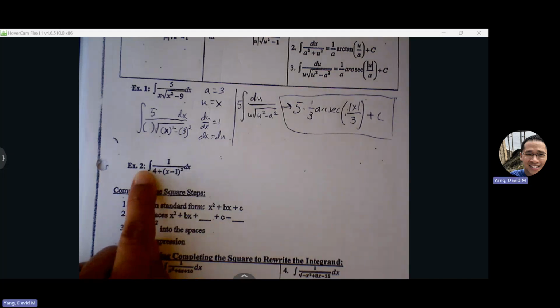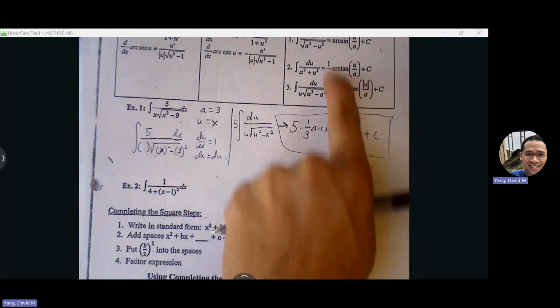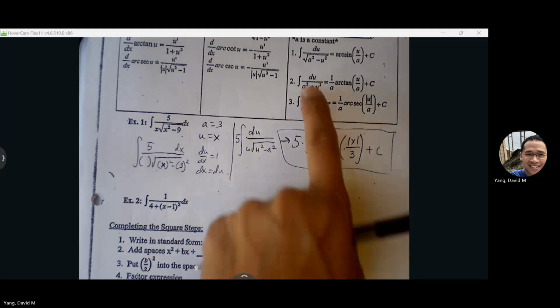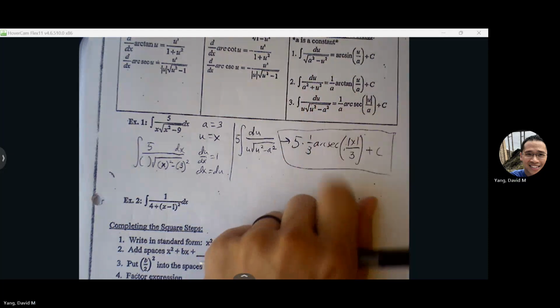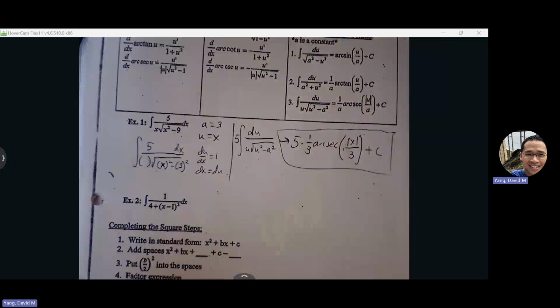Okay, example 2. 1 over 4 plus x minus 1 squared. If I want to match it up with one of the arc trig rules, which one will be the best fit between these 3? Yeah, because there's no square root, right? That kind of gives it away. No square root. It's going to have to be arc tangent.